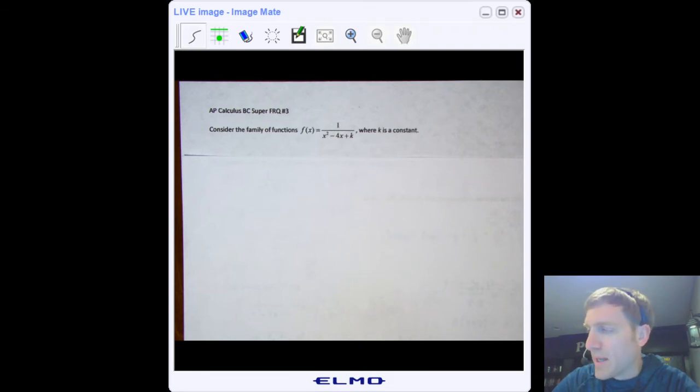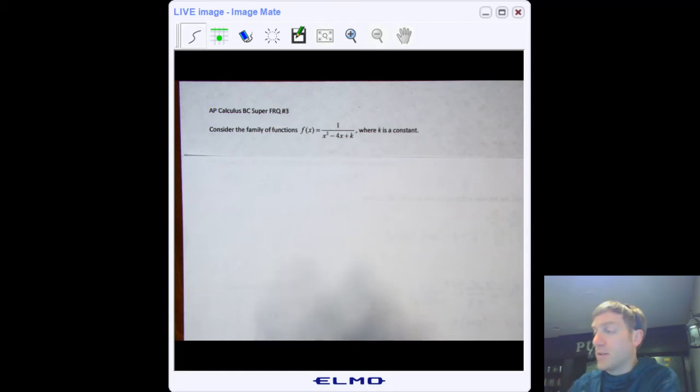I want to go over the Calculus BC super free response question number 3 that I posted earlier this weekend. I thought this was a good question because a lot of the topics here you struggled with on our last practice exam, so I thought it was good to review. So let's walk through this.